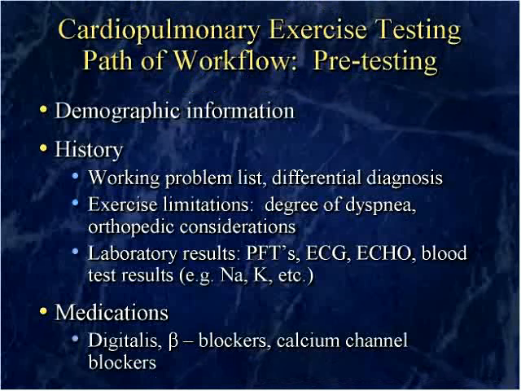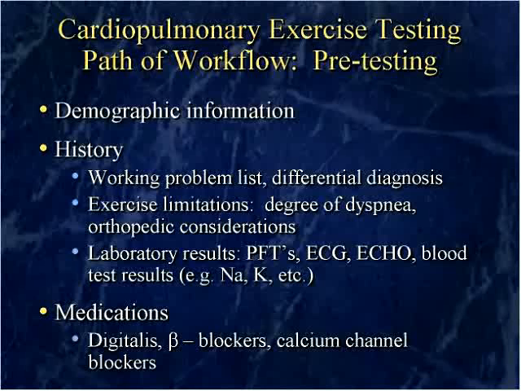So in the pre-testing environment, we have to make sure that we have correct demographic information. We have to make sure that we review the patient's history, that we know their working problem list, that we know their differential diagnosis, that we look at what are their current exercise limitations. And when we're interviewing the patient as they're coming into the laboratory, we find out a little bit more about them: what is their exercise limitation? What is their degree of dyspnea? Do they have any orthopedic considerations that we need to take into account? Such as, I just had knee surgery, and so I'm not going to be able to exercise on a cycle ergometer, because I won't be able to bend my knee. And all of these other kind of things.